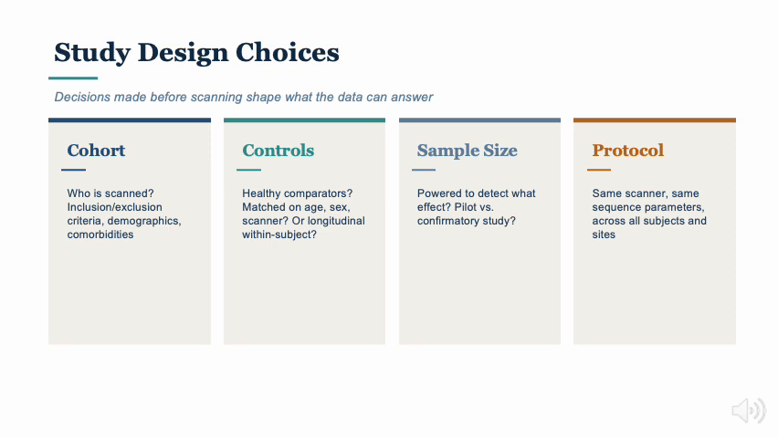Many of the most important decisions are made before anyone is scanned. Who is in your cohort? What are the inclusion and exclusion criteria? The demographics. What controls are you using? Healthy comparators matched on age, sex, and scanner, or a longitudinal within subject design? Is your sample size powered to detect the effect you care about, or is this a pilot or a confirmatory study? And is your protocol consistent? The same scanner, the same sequence parameters across all subjects and sites? These choices define what your data can actually answer.